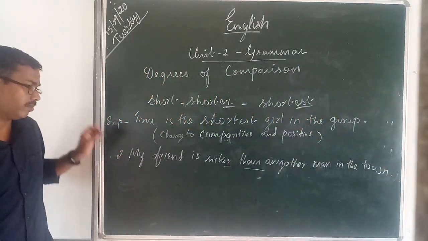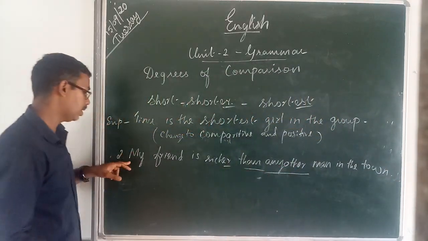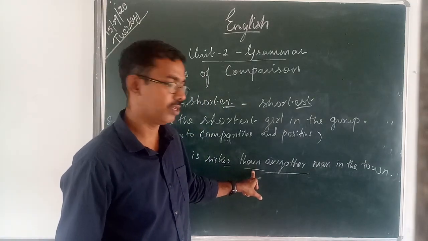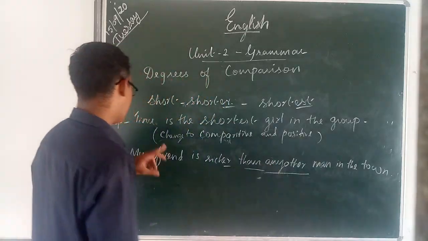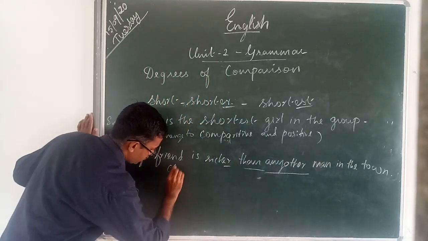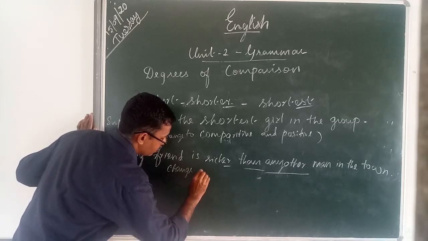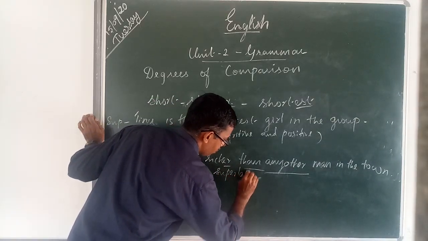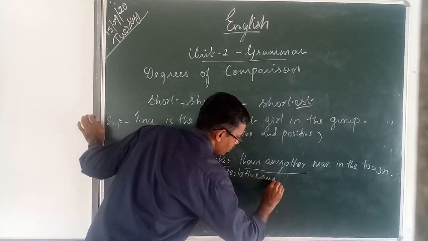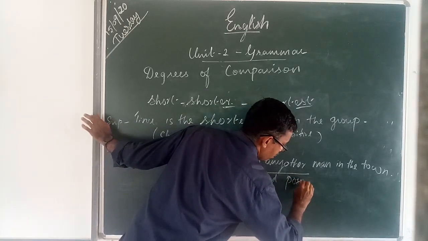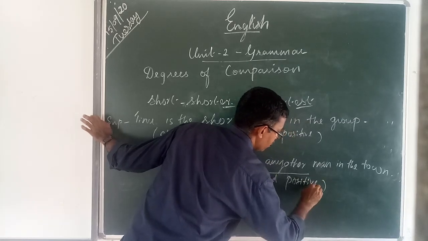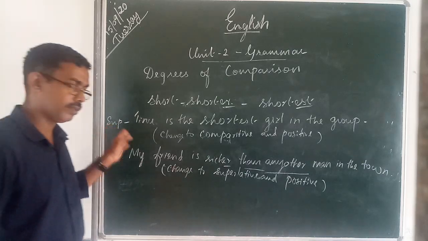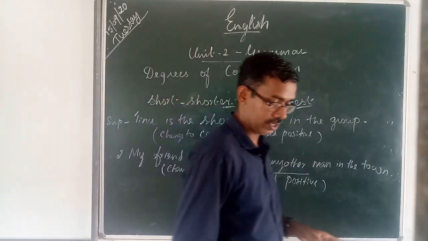Change it. What degree is this? My friend is richer than... That means it is comparative. And then you have to change it to the superlative and positive. Try to write these two questions. Try to solve these two questions in the other degrees.